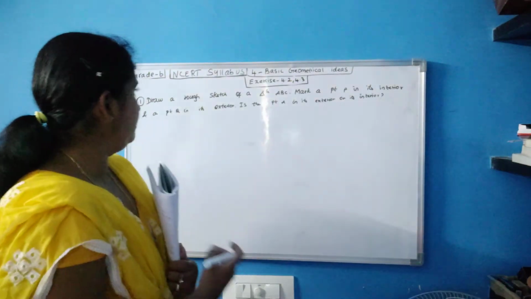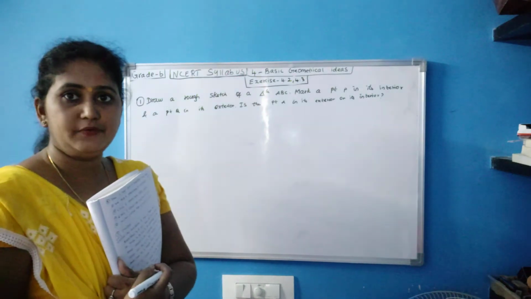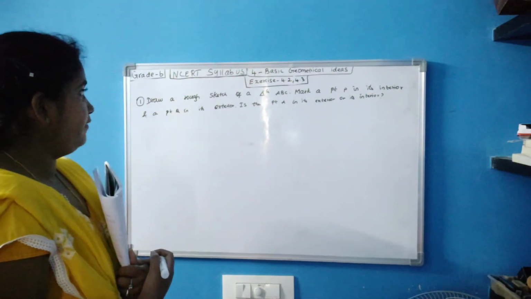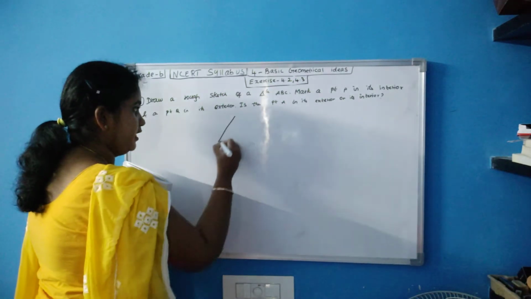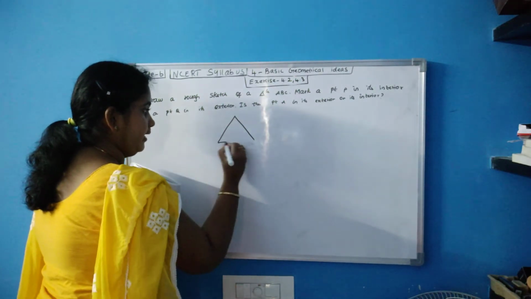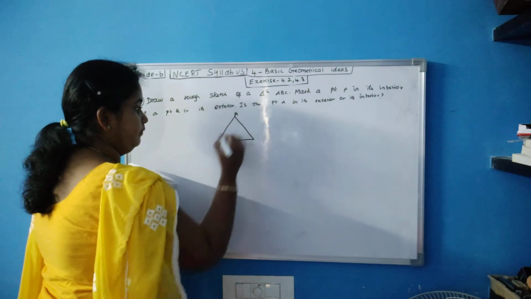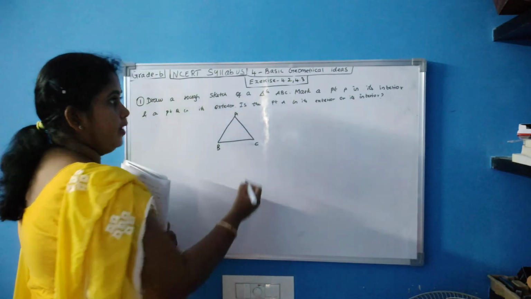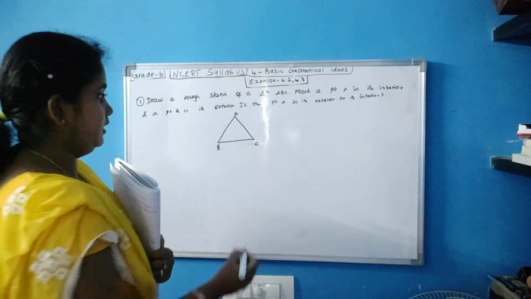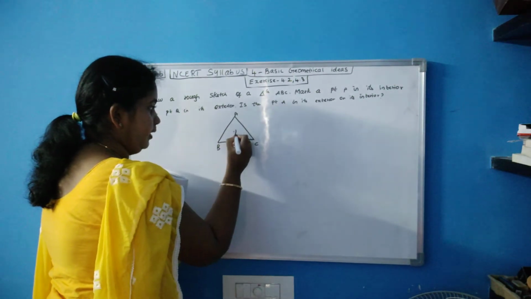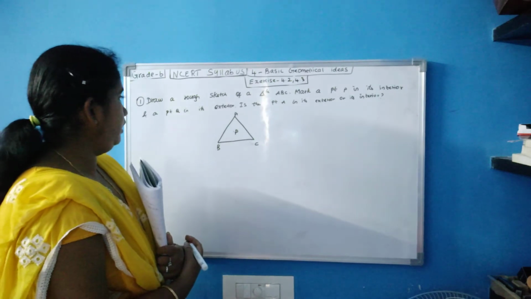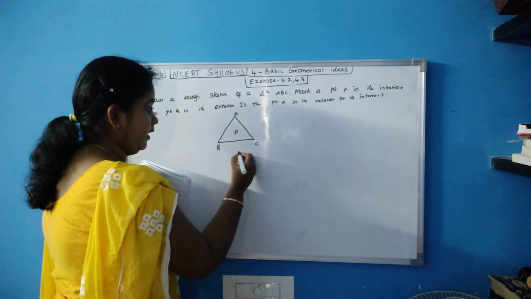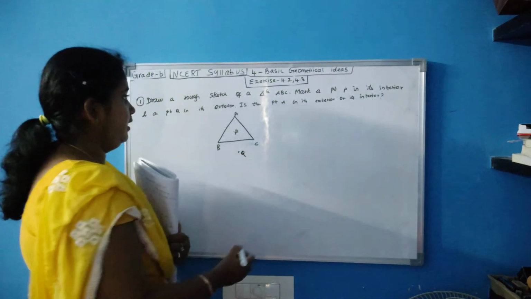So next sum, in exercise 4.3, your first sum, draw a rough sketch of a triangle ABC. So you are going to draw a rough sketch of triangle ABC. Okay. Mark a point P in its interior. So I am marking a point P in its interior. Okay. And point Q in its exterior. I am marking a point Q in its exterior.